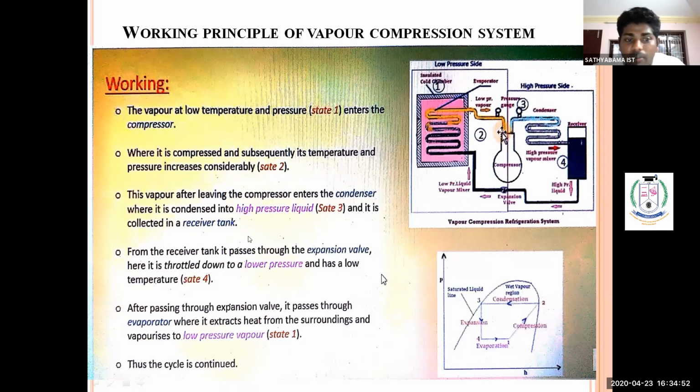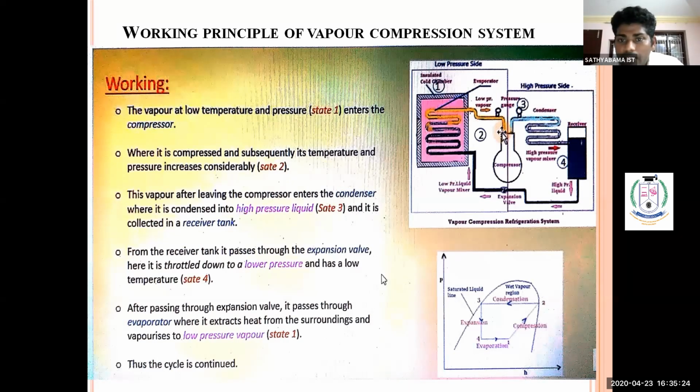Next, from the receiver tank, it passes through the expansion valve. This is the expansion valve. It will reduce the temperature and pressure, so the high pressure liquid is converted to low pressure liquid. After passing the expansion valve, it passes through the evaporator, where it extracts heat from the surroundings and vaporizes to low pressure vapor. Thus the cycle continues.